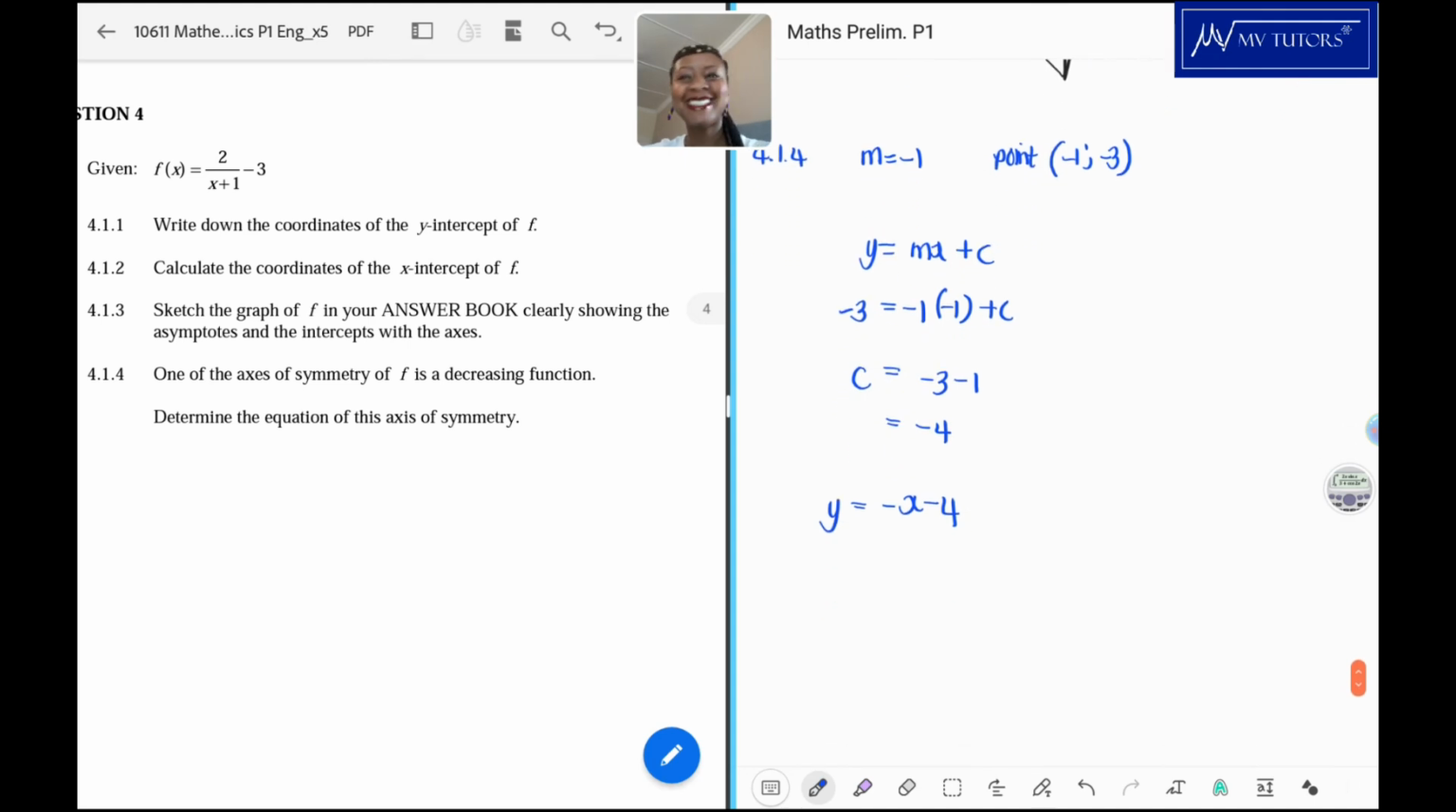And then we are done with question 4. This is actually a nice question. I think it was nice because I had to draw. I like drawing.